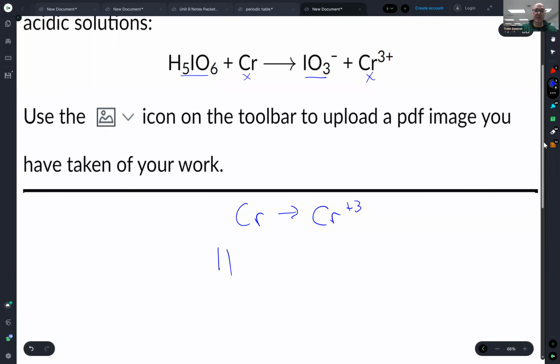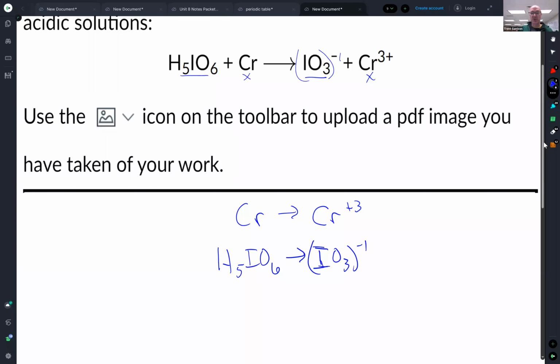And then the second half reaction, H5IO6 produces IO3 minus 1. That should have a parentheses around it. If that threw you off, I am very sorry for that. That should not have been like that. I should have put parentheses around that for you. Okay, so the chromium, there's nothing to balance on this one. So all I got to do is add 3 electrons, and now that one is balanced.